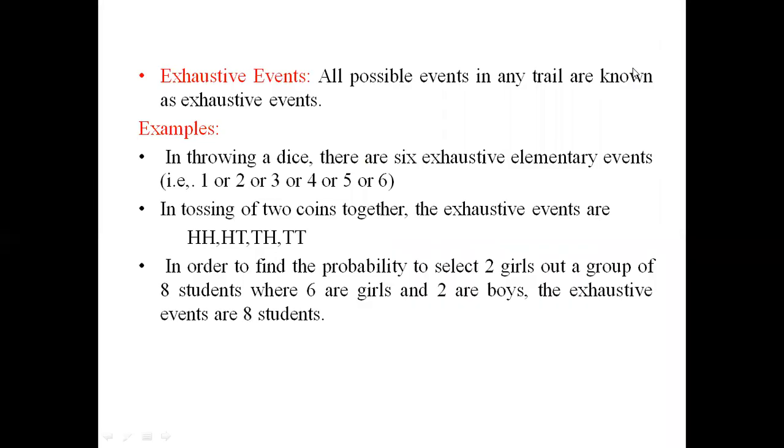Next one is exhaustive events. All the possible events in any trial are known as exhaustive events. For example, if I am rolling a dice, there is a possibility of getting 1, 2, 3, 4, 5, 6. Any one of them will occur. So the maximum number of possible cases is 1 to 6. We can say that those are the exhaustive events for that experiment. Similarly, when you are tossing two coins, there are the possibilities head head, head tail, tail head, tail tail. Those are all the possible cases, and we call them the exhaustive events.